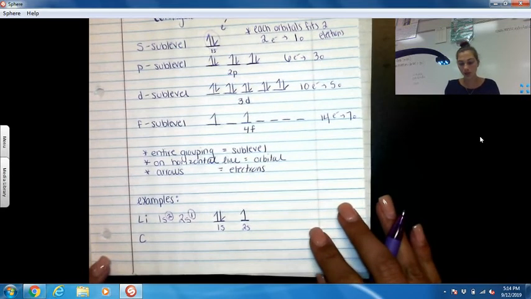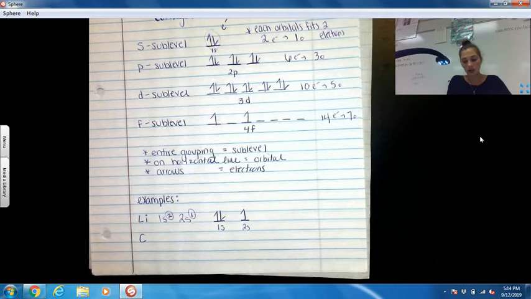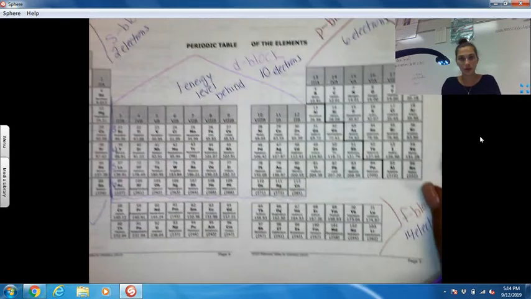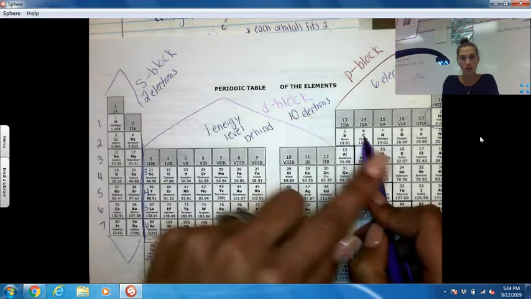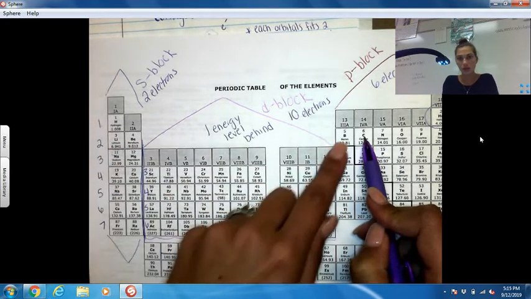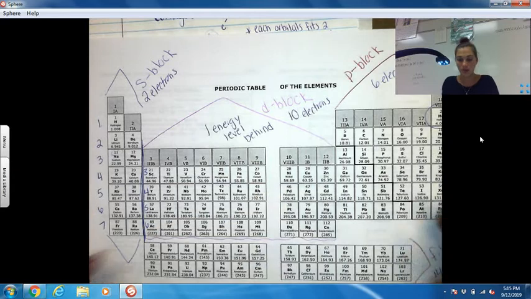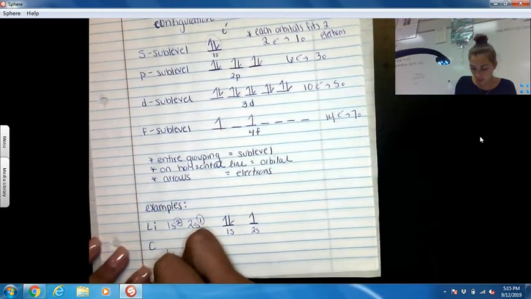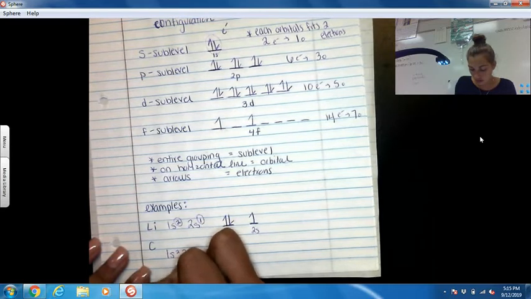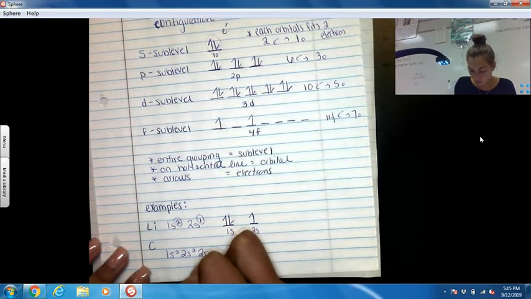Let's do carbon next. So go ahead and do the electron configuration for carbon, keeping in mind that it's over here, so we have to go all the way through the 1s, the 2s, and then we're in our 2p. Okay, so the correct electron configuration for carbon would be 1s2, 2s2, 2p2.